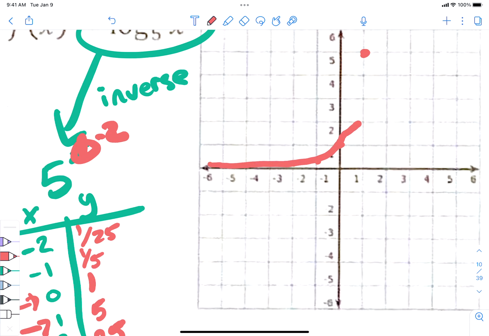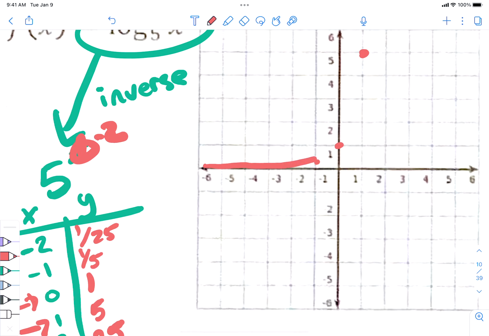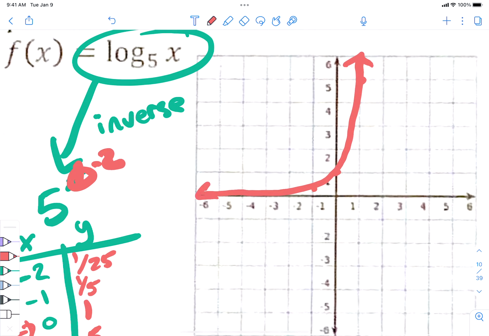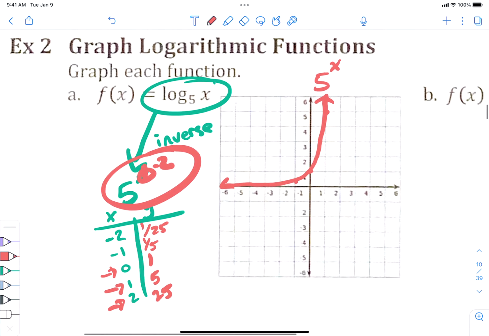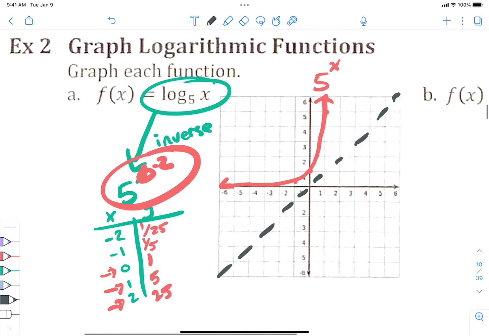We know, let's try that again. Okay, so this is what 5 to the x power looks like. This is 5 to the x power. I want to graph log base 5, okay? So we know this dotted line, he's flipped over top of that. But we also know that if I graph these points, it will give me that function, right?